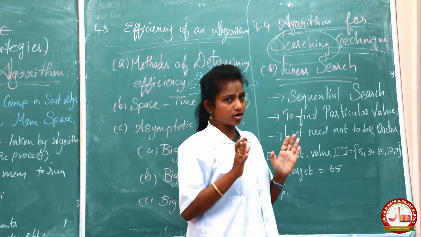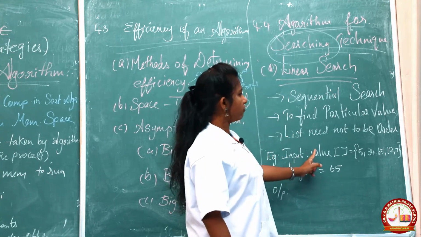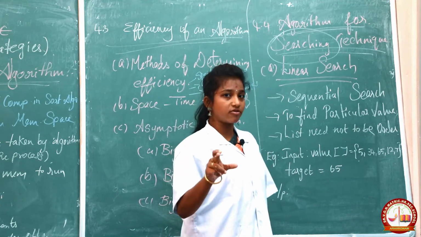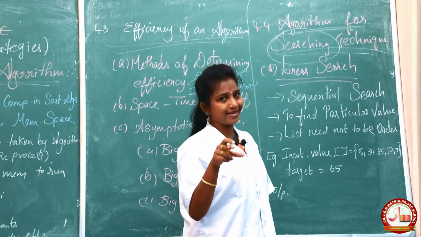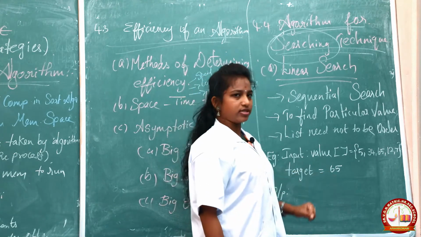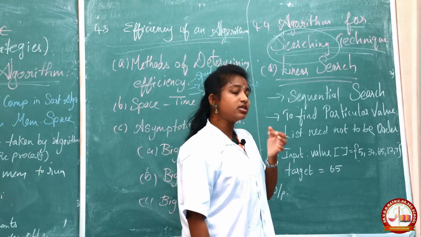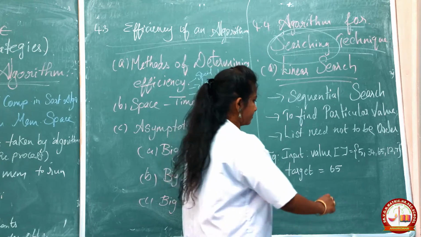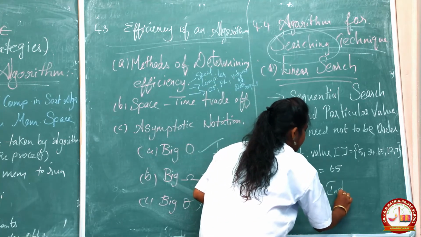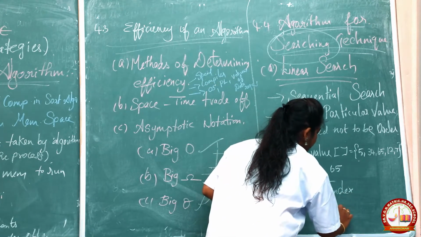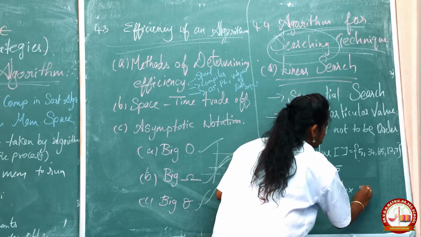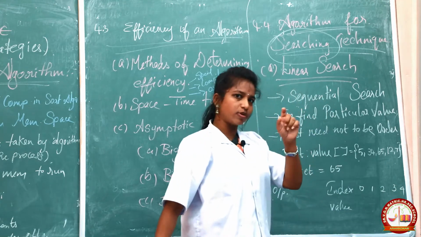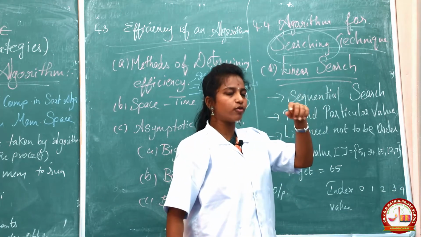Let us take a good example. The input has some values, whatever they may be. Our system is going to search for whatever value we need. Our target value is 65. Before moving to this, we should know the index value and the value. Normally the index starts from zero: 0, 1, 2, 3, 4, like that.